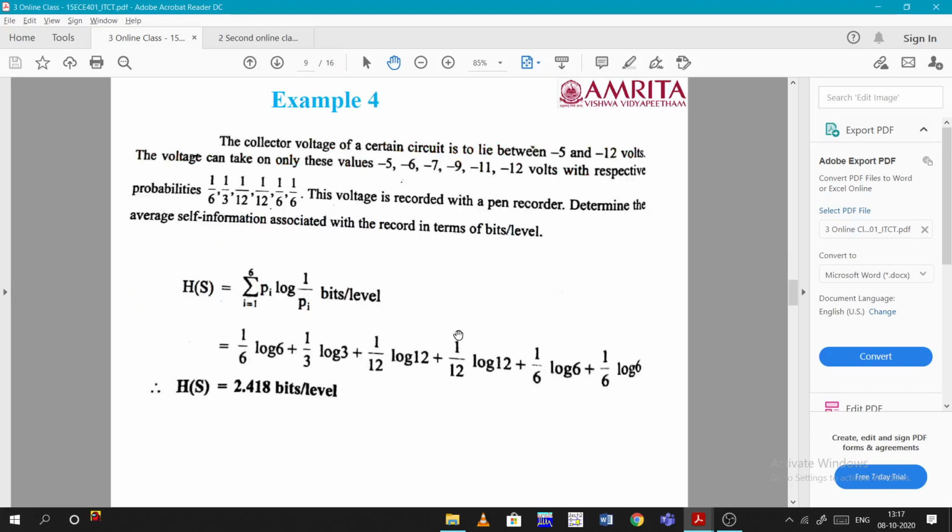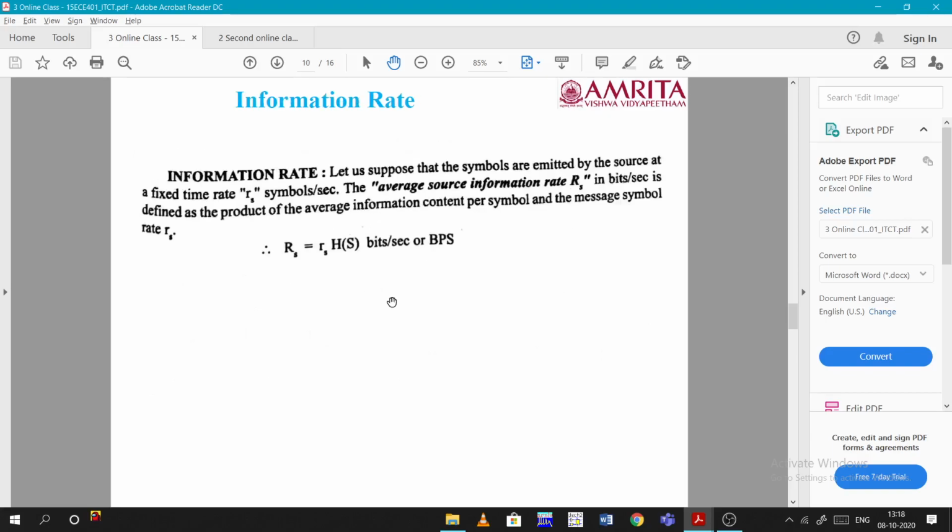Next, the collector voltage of a certain circuit is to lie between -5 and -12 volts. The total voltage can be, so we need to do a similar thing. They have given the values and the probabilities. Just use these probabilities to find H of S, and you get bits per message symbol. Here the symbols are levels, so we get bits per level.